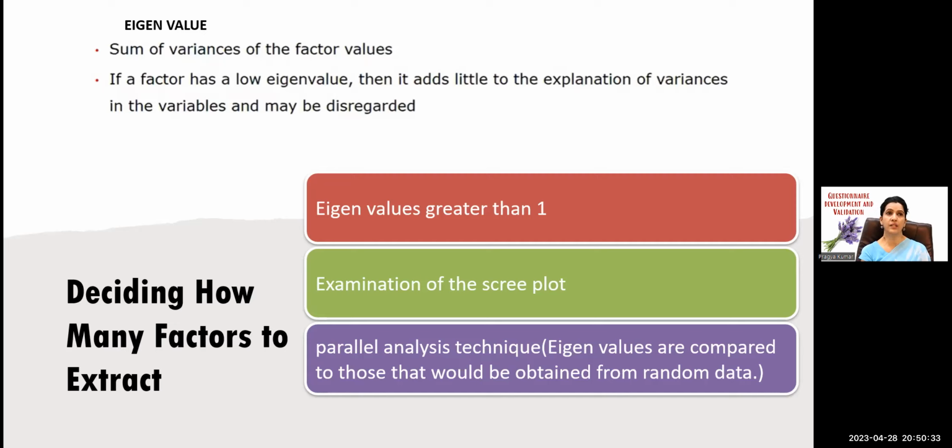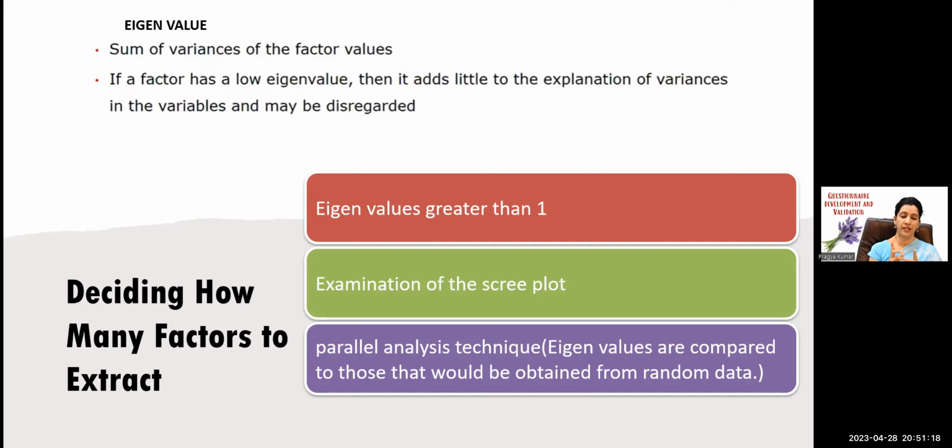So eigenvalue is the sum of the variance of that factor value. I'm not going into the detail of what this variance is. I hope you know what variance is. So variance is basically sum of squares. And this is in ANOVA and other concepts, I hope you know. If not, then you may go and see the other sessions. So basically, this eigenvalue is what you get when you sum all these variances of that particular factor. So if the factor has a low eigenvalue, that means it is not adding to the explanation of the variances of that particular item.